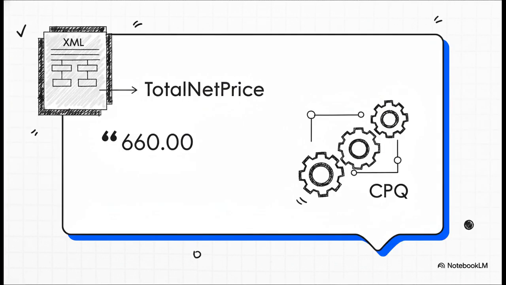And this is what that structured data actually looks like. See, it's not just a random number fired back. It's a precise XML document. You can see that total net price tag is clearly labeled. This strict format means there's no guesswork, no ambiguity. CPQ knows exactly what it's getting and exactly what to do with it.